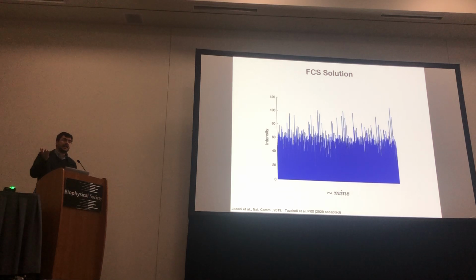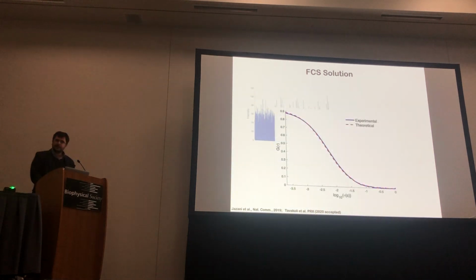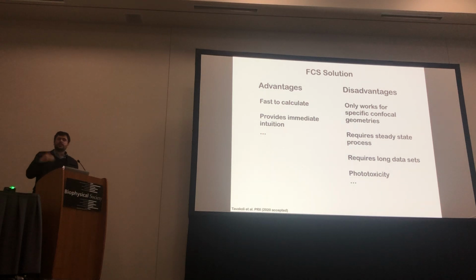So, what is the solution? Well, I would argue very elegantly about half a century ago, Magde and Elson proposed to collect signal for a very long period of time, autocorrelate it, right? Fit the autocorrelation function that you guys have heard of in previous talks, and from that extract dynamical parameters such as diffusion coefficients or reaction rates. And we can ask ourselves, well, what are the advantages of this? It's fast to calculate, right? It provides immediate intuition. There are many more advantages.